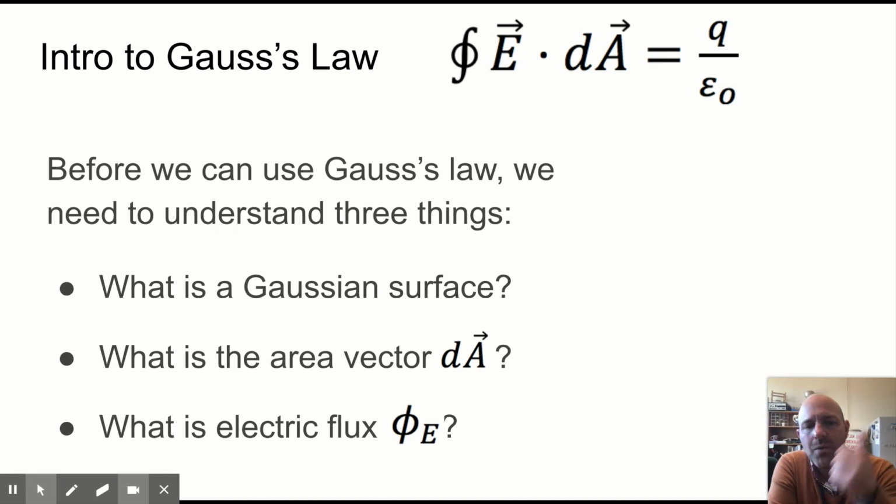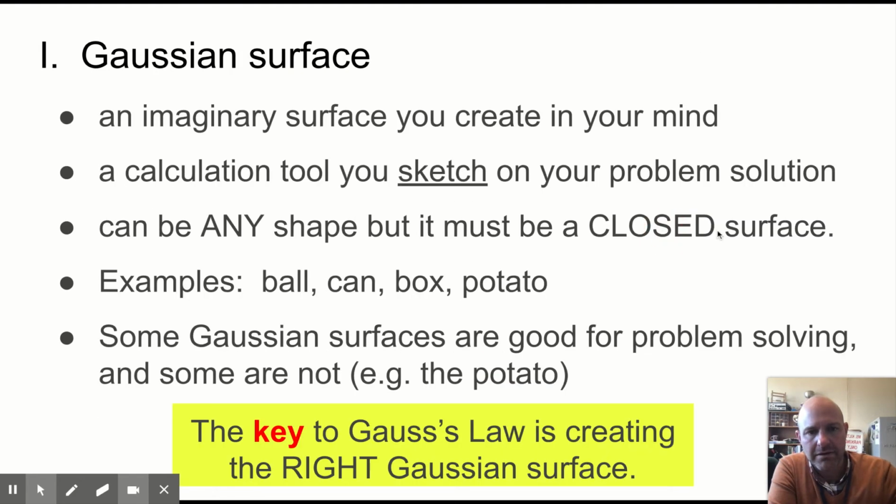But we need to know what a Gaussian surface is. How do we define that area vector dA? And then this thing called electric flux, which is really the integral of E dot dA, is what we're looking at there as we go.